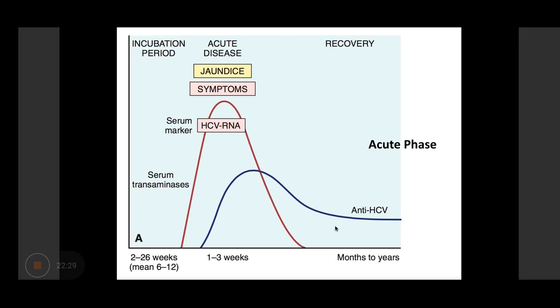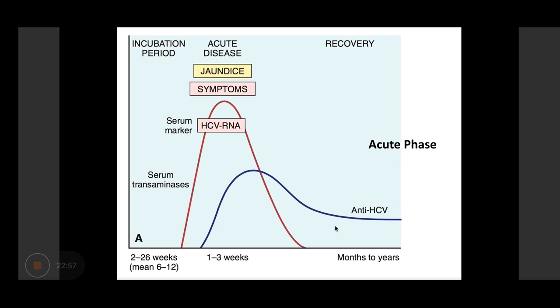So this is the serology of hepatitis C. Again, over here, the HCV RNA is detected. Serum transaminases are raised. At that time, HCV RNA is usually detectable. And anti-HCV positivity comes out a little later, in fact. So initially, if it is negative, one should repeat the test after some time as it may be positive, or go in for an HCV RNA.